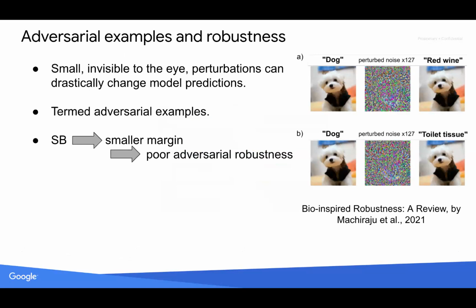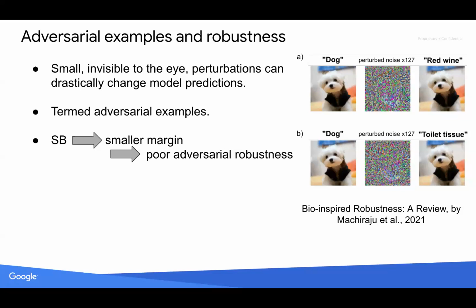For example, in the first image, we have a dog image. And if we add perturbation noise, which is like 1/127, very small, of whatever is shown here, we get the rightmost image. Again, as you can see visually, we hardly find any difference, but the model completely makes a wrong prediction. And similarly in the second one.